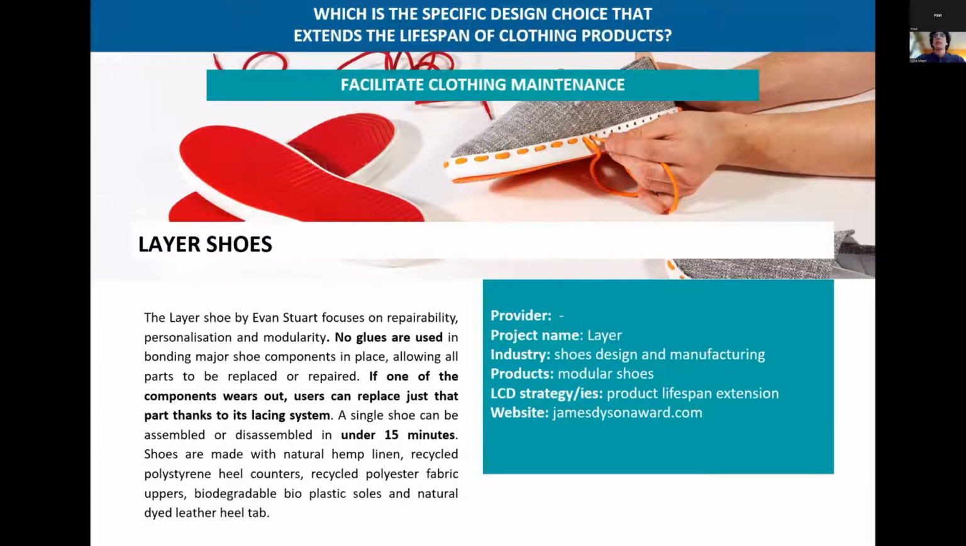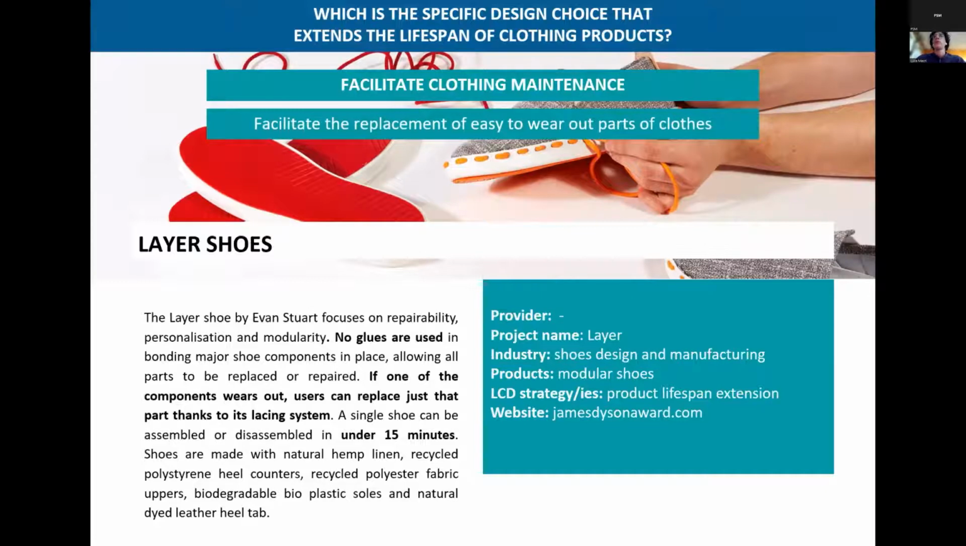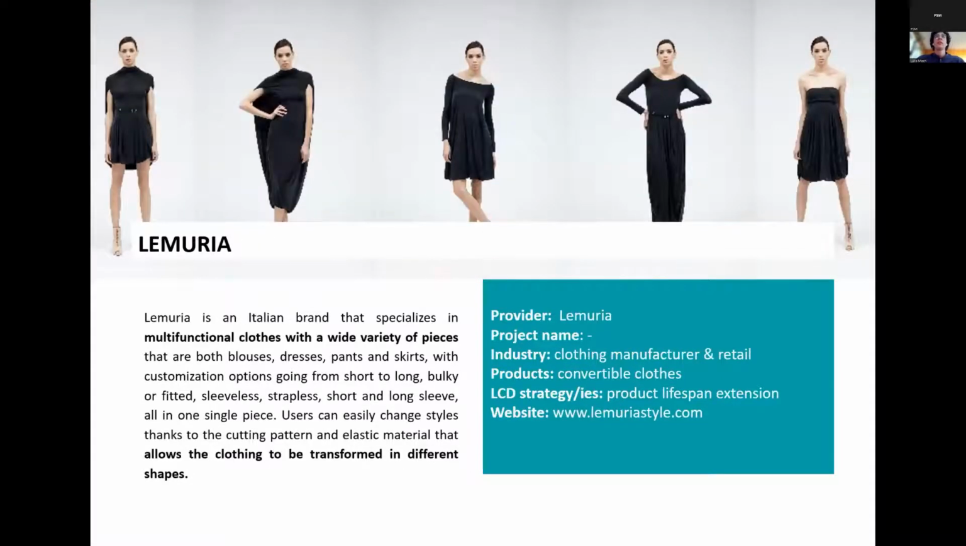So what is the choice applied here to facilitate clothing maintenance? It is to facilitate the replacement of easy-to-wear-out parts of the clothes. Obviously the sole wears out very easily, so maybe it's the one that you are going to change more, and this design is facilitating the operation. Another example is Lemuria, and you see from the picture different dresses. Actually, they are the same piece of cloth. The same garment is designed to be adapted and worn in different ways.